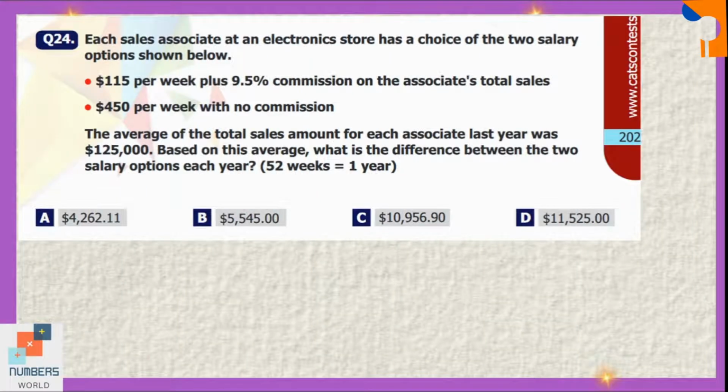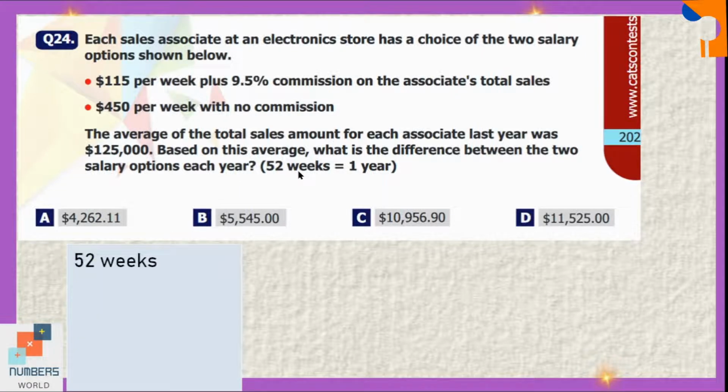Question number 24. Each sales associate at an electronics store has a choice of the 2 salary options shown below. $115 per week plus 9.5% commission on the associate's total sales. The second method is $450 per week with no commission. The average of the total sales amount for each associate last year was $125,000. Based on this average, what is the difference between the 2 salary options each year? We know there are 52 weeks in a year.